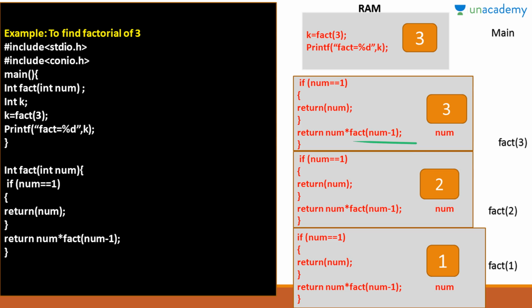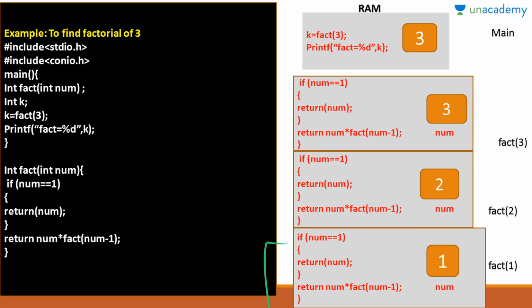So this function will be called again, and these two functions will be in pending state, and this function will be in current state. Here num minus 1, so 2 is assigned as the num value. Is 2 equal to 1? No, 2 is not equal to 1. So it will then execute num into fact num minus 1, so the function will again be called. Now these three will be in pending state, and this will be in current state.